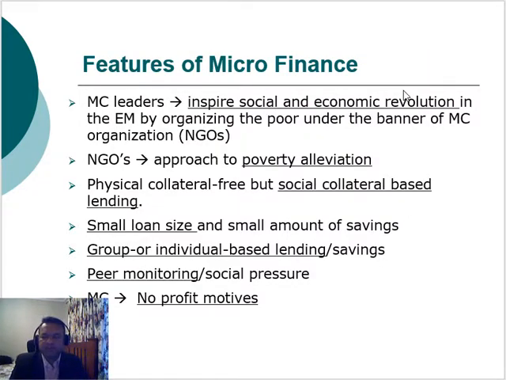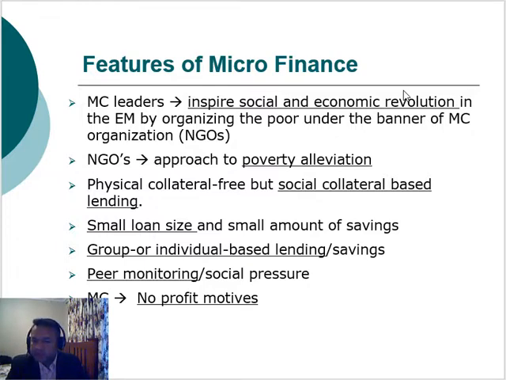So the features of microfinance include: microfinance leaders inspired a social and economic revolution in emerging markets, organizing the poor under the banner of microfinance organizations. It helps the poor people, who are the most disadvantaged in society, to be financially independent. NGOs, the non-government organizations, also take an approach to poverty alleviation, and they also help poor people to be self-independent, and sometimes they can also provide microcredit loans to their clients.